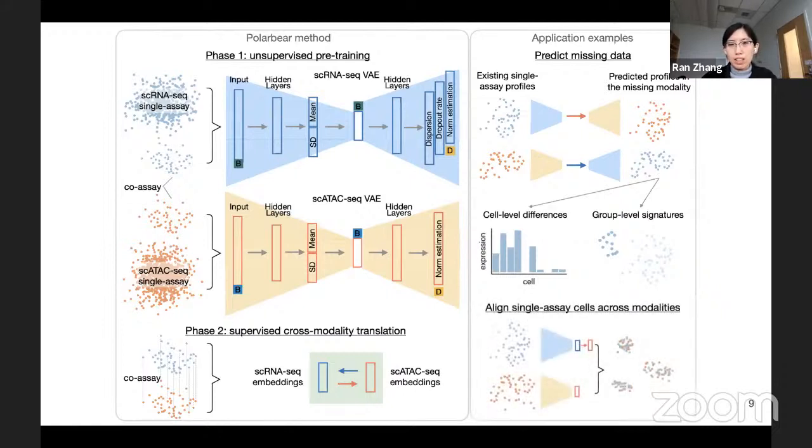Besides, we can also use Polar Bear to align single cells across data modalities. Here we can project the single assay data in each data domain to a shared embedding space in the Polar Bear architecture, and then we can map the cells across these modalities. Next, I'm going to go through the details of these applications and the evaluations.